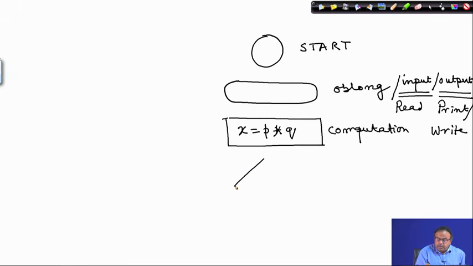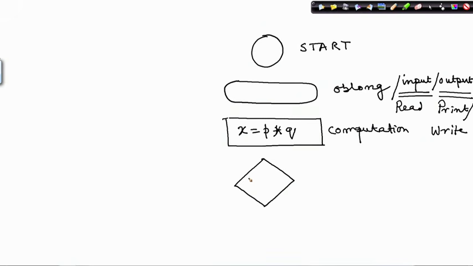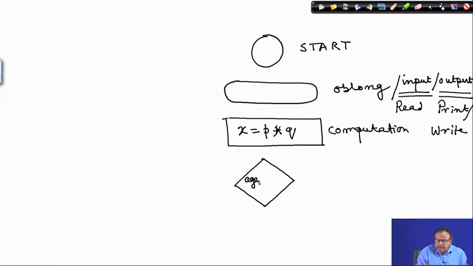The other very important block is the decision block, which looks like a diamond. Here we take decisions depending on some conditions. Depending on some conditions, I will either take the left path or the right path. For example, I can ask whether the age of a boy is greater than 14. If the age of the boy is not greater than 14, he is not allowed to go to a film.